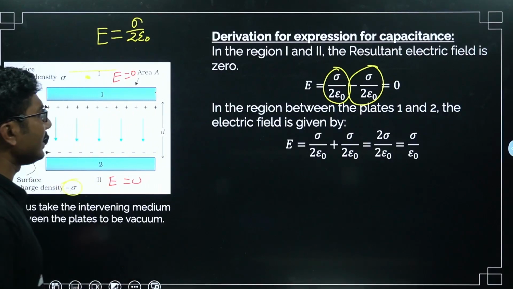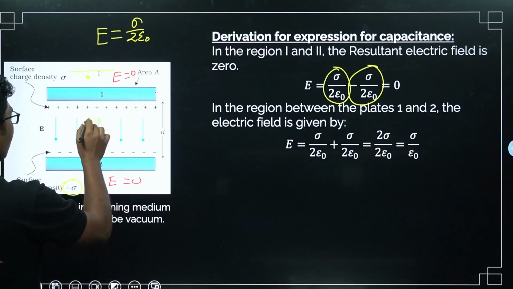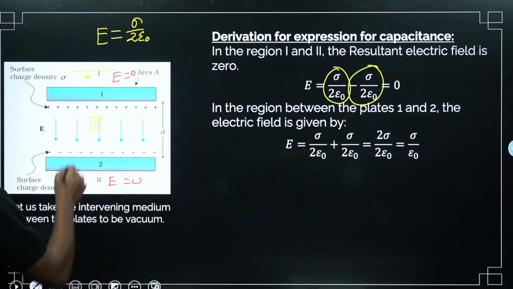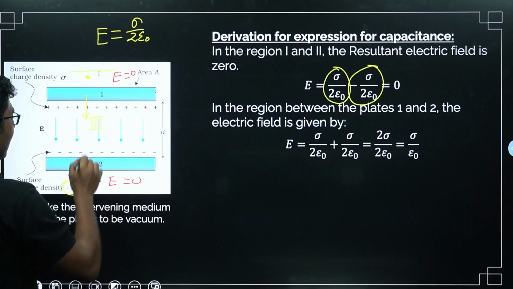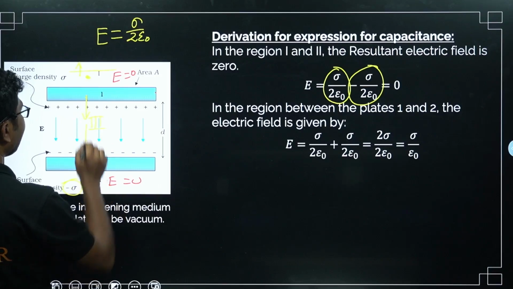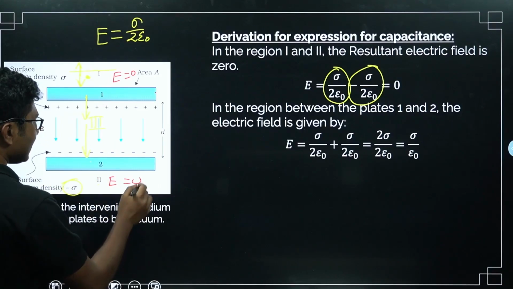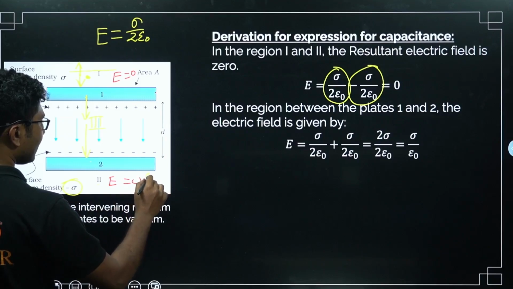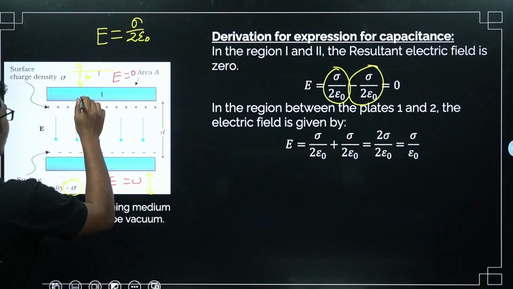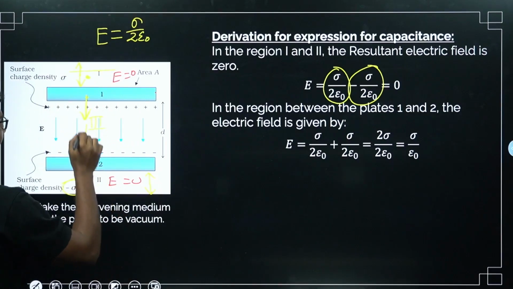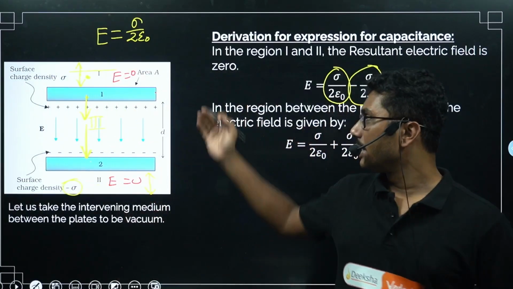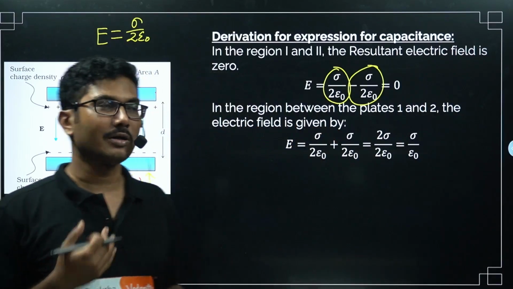Now in the region between plates 1 and 2, say region 3, the electric field is given by, now in this case what is happening? This is acting in this direction, this is also acting in this direction. On the outside, this is acting in this direction and this negative is acting in this direction. So they will cancel each other. Similarly here, the electric field due to this is towards and the electric field due to this is away. So they will cancel. But inside what is happening? Both of them are on the same side. This is away from the positive charge and this is towards the negative charge. So they will act in the same direction, whereas outside they act in the opposite direction and cancel each other.